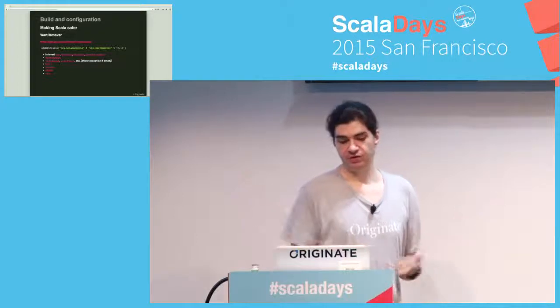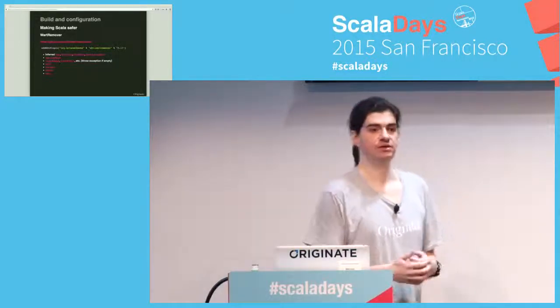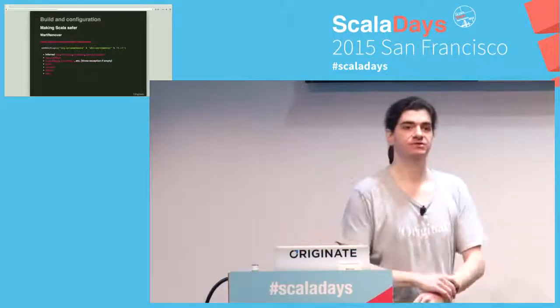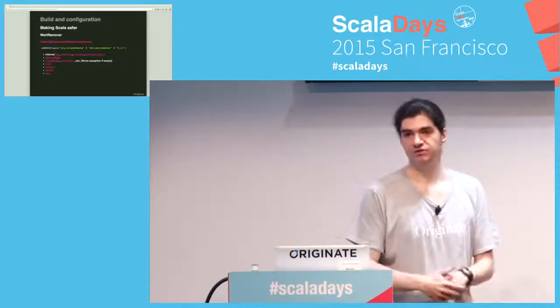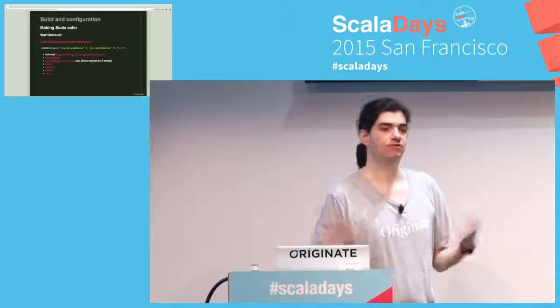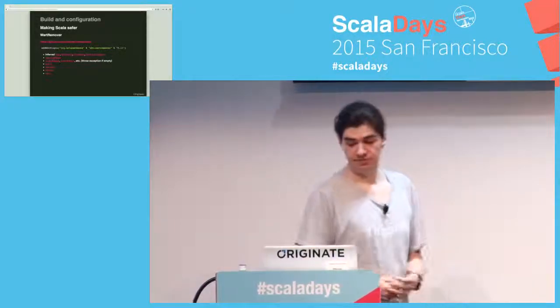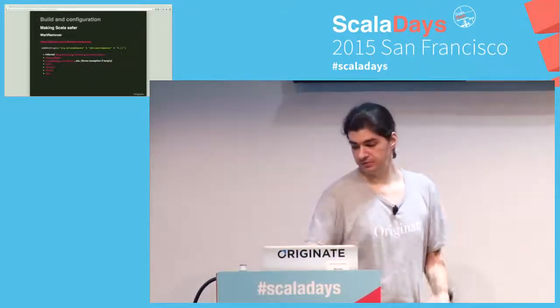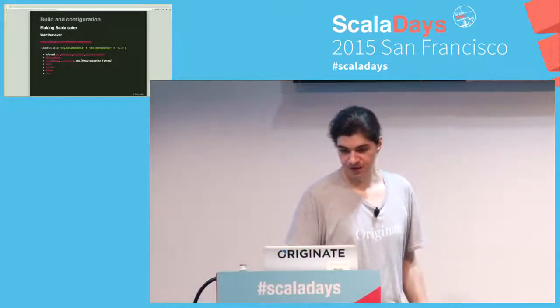It also warns about Option.get, and some methods in List that throw exceptions if the list is empty, so you should not be using those methods. And things like null, return, throw, and var. I'm going to talk a little bit more about throw in a few slides.